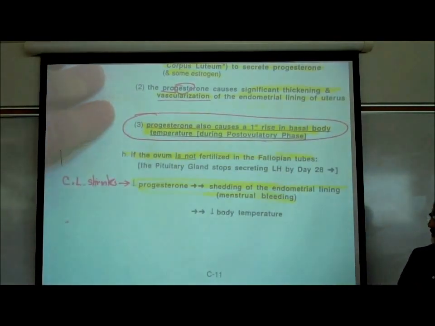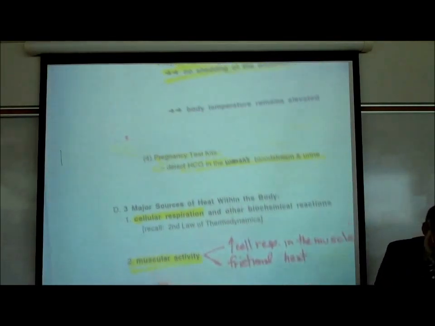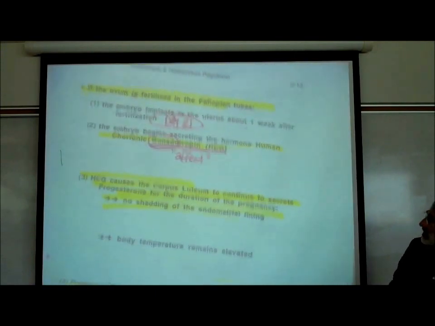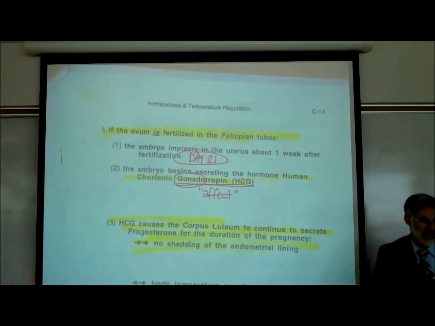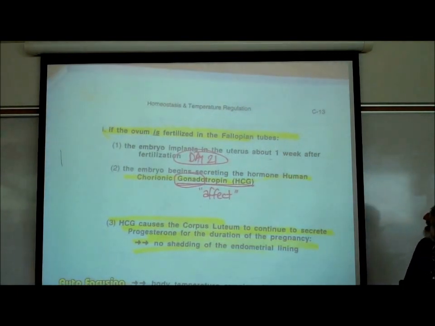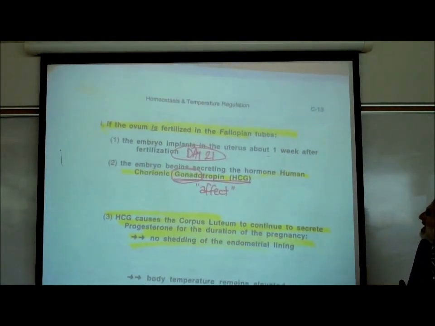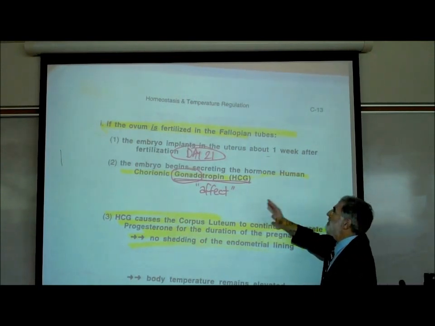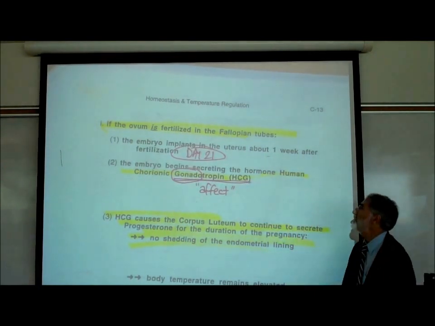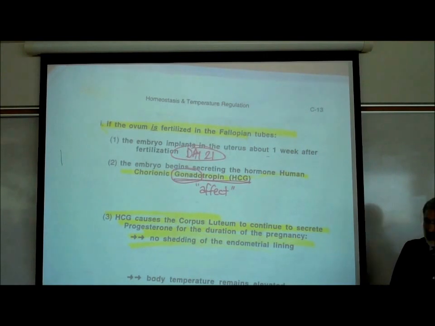Now, the next question is, on page C13, what if she did get pregnant? Then what? If the egg is fertilized in the fallopian tube, I wrote that the embryo implants in the womb, the uterus, about 1 week after fertilization, around day 21.